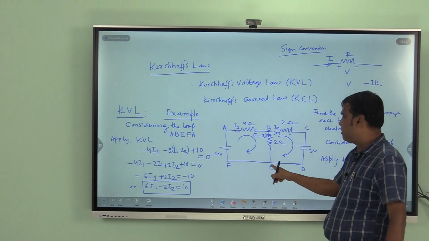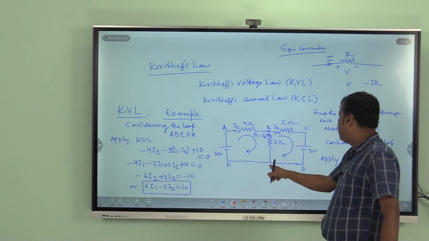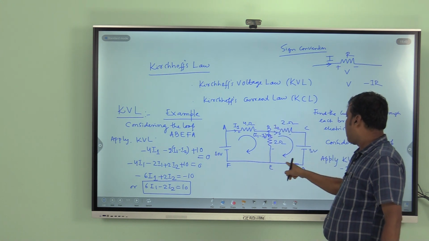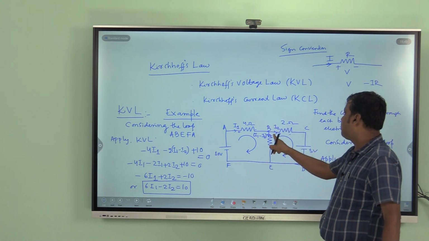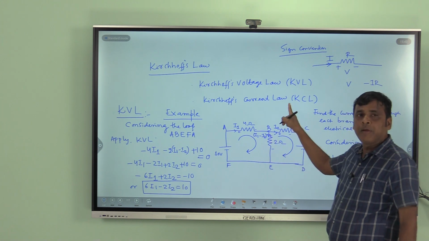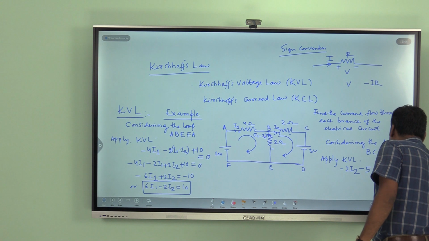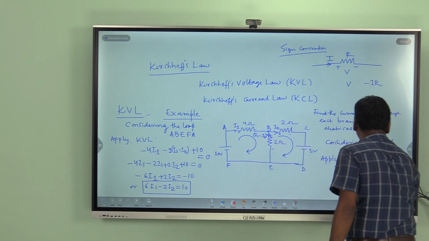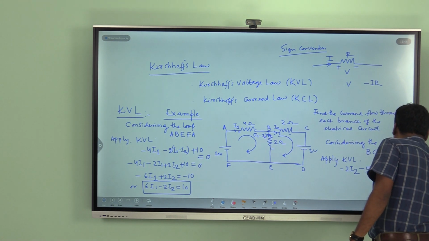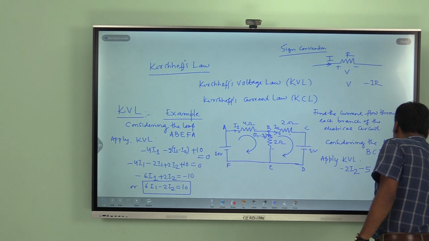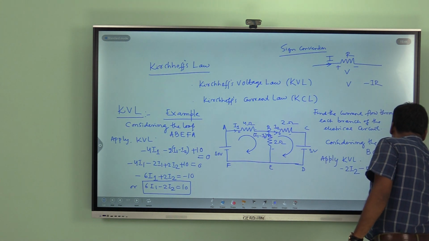D to E, there is no resistance or source. Then E to B, remember here I am going E to B, there is a minus and there is a plus. If I am going from minus to plus, that will be plus. So, minus to plus is plus, and the current is how much? I1 minus I2, I1 minus I2 into resistance value 2.